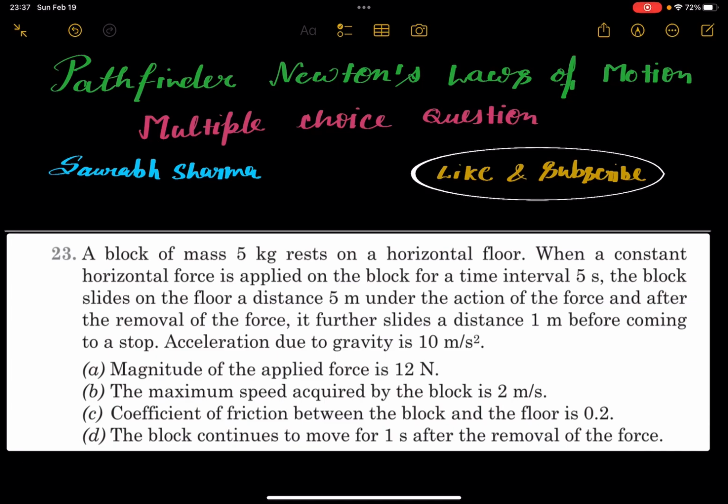Hello friends, I am coming with question number 23 of Pathfinder on Newton's laws of motion. What is the wording of this question?